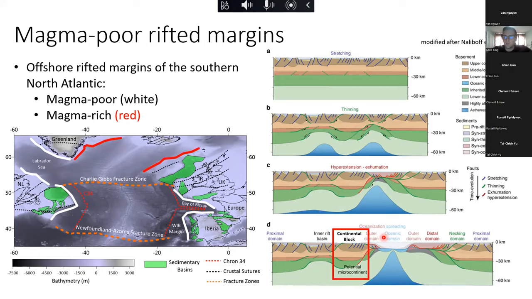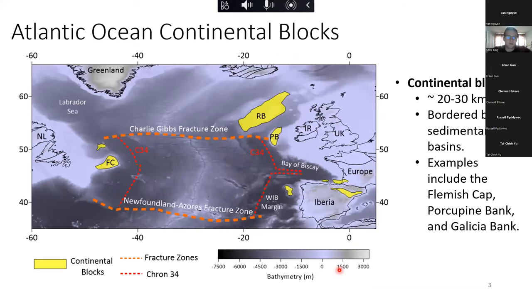So what are these continental blocks? Basically, these are blocks of continental crust, about 20 to 30 kilometers thick. They're usually bordered by sedimentary basins that have undergone various amounts of crustal thinning.